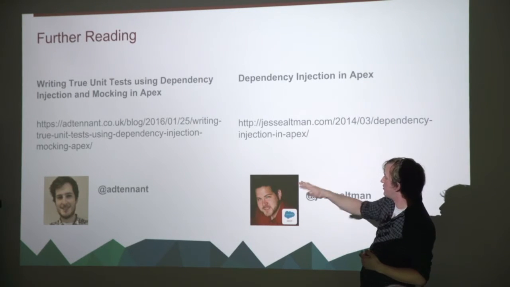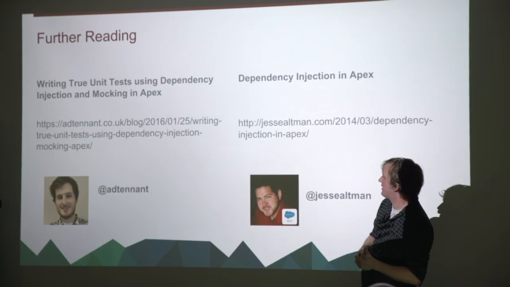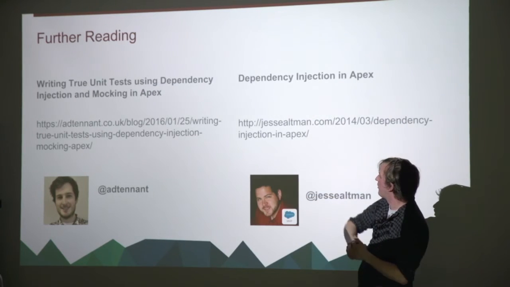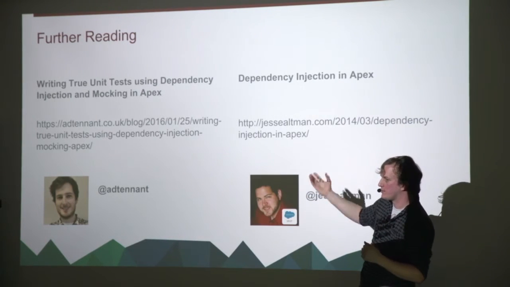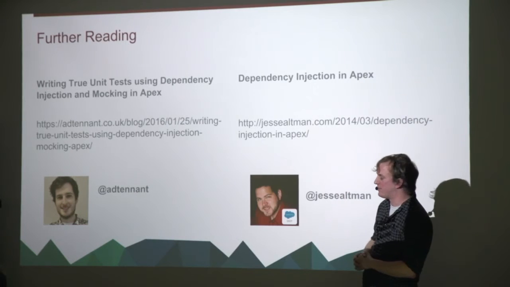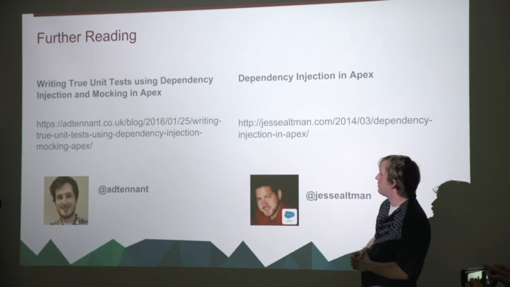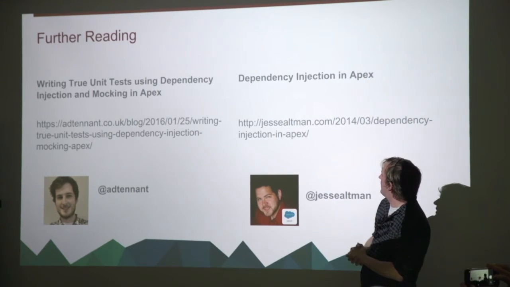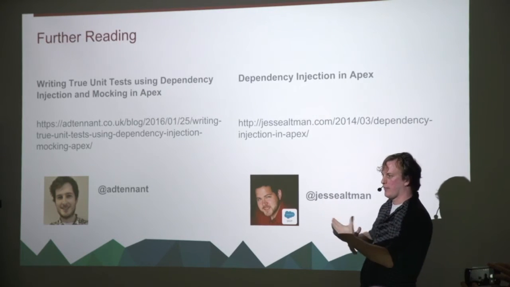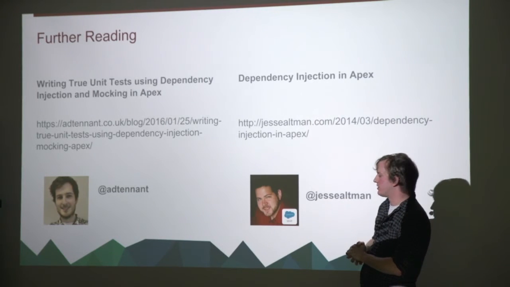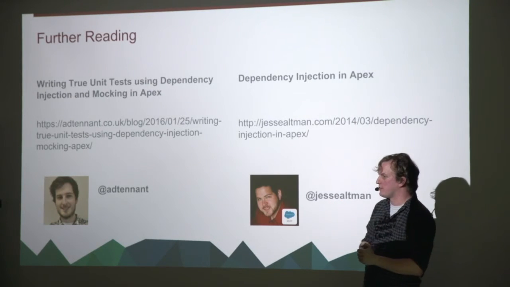These are 2 of the blog posts that last technique is based on. Alex Tennant, a guy I work with, has actually written this up, and it will take you more than 16 minutes to read it, so that will probably be better than this. And then dependency injection in Apex, which is kind of what that's about, by overloading the constructors, was done by Jesse Altman. Is another really good thing.